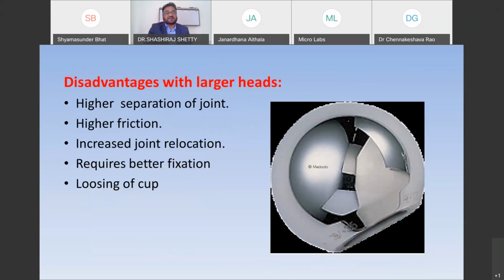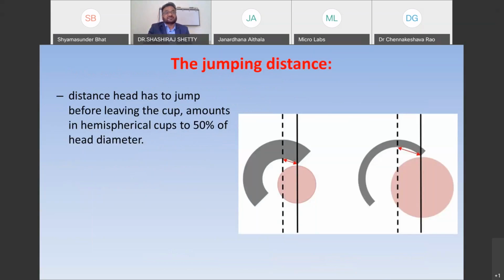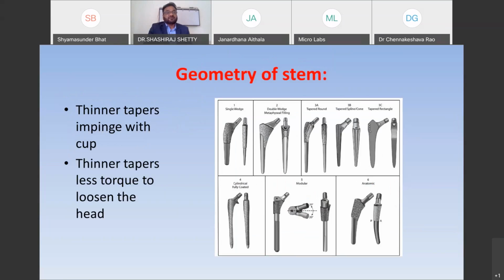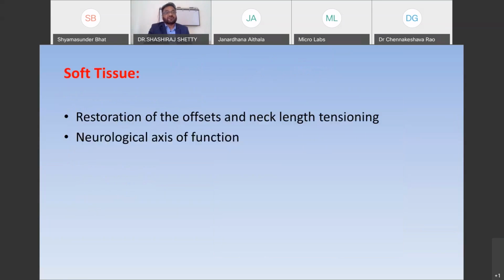Disadvantages of the larger heads: higher separation of the joint, higher friction, increased joint relocation, requires better fixation, loosening of the cup. What is jump distance? The distance the head has to jump before leaving the cup amounts, in hemispherical cups, to 50% of the head diameter. Geometry of the stem: thinner tapers impinge with the cup, and thinner tapers mean less torque to loosen the head. Restoration of the offset, neck length tensioning, neurological axis of the function.